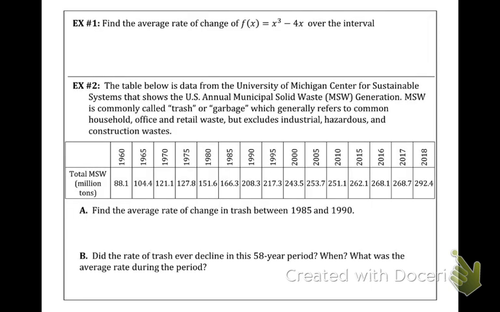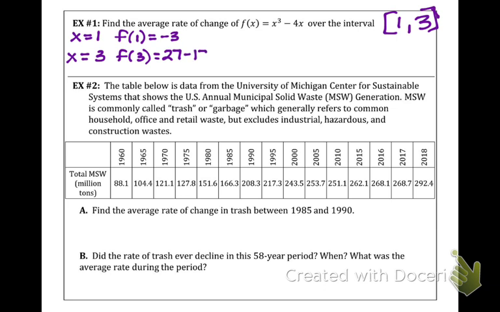So we need to find the average rate of change of this cubic function, x to the third minus 4x, over the interval, and for some reason it disappeared on me. What is it, 1 to 3? From 1 to 3. So I'm going to figure out what my output is. If x is equal to 1, what is f of 1? 1 minus 4, so negative 3. If x is equal to 3, what is f of 3? 3 cubed is 27 minus 12, so that's 15.